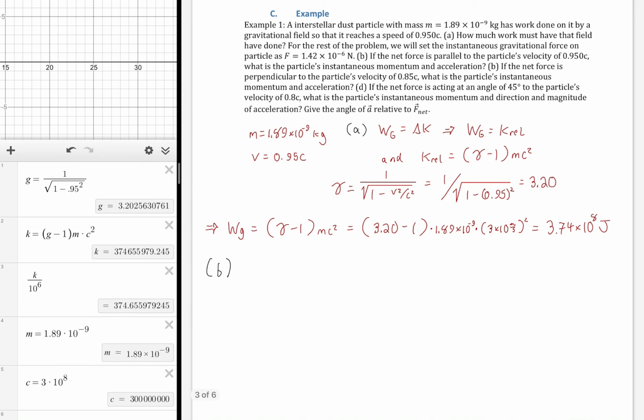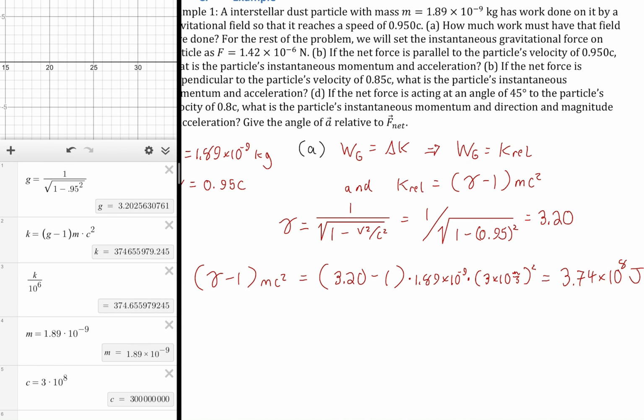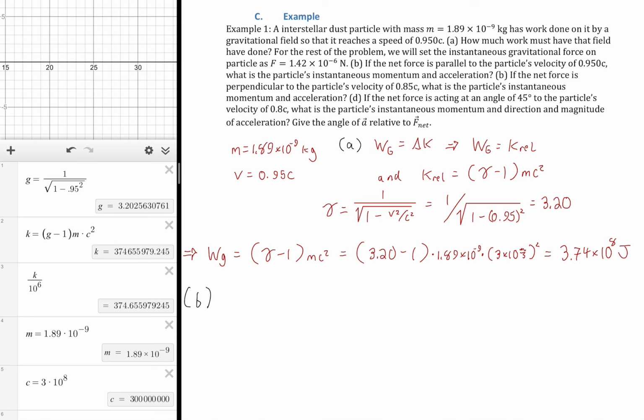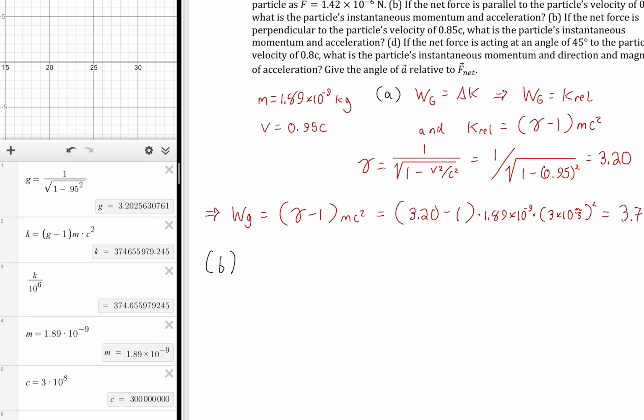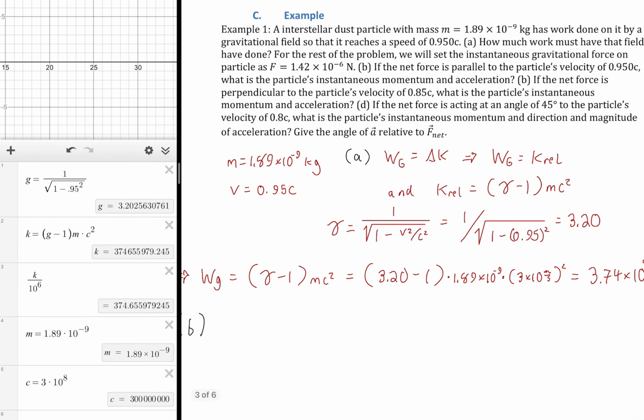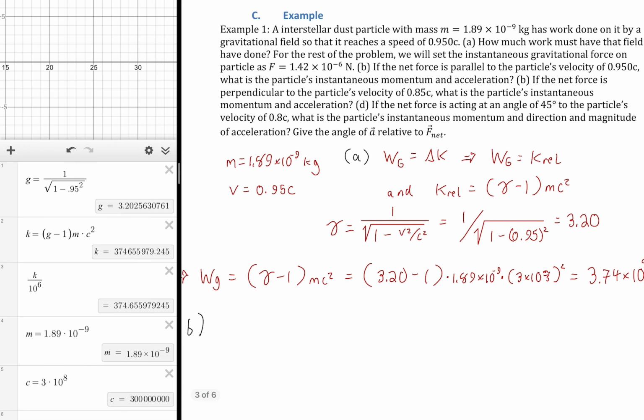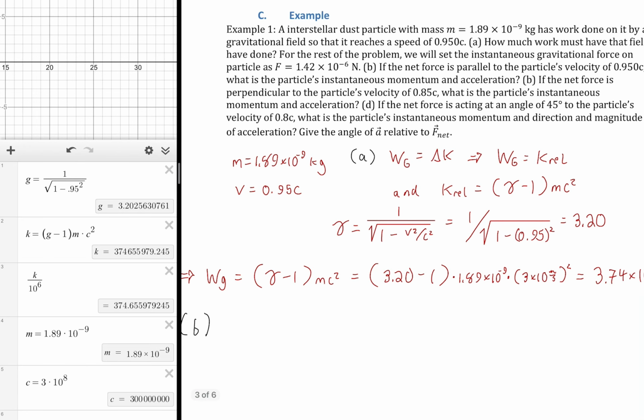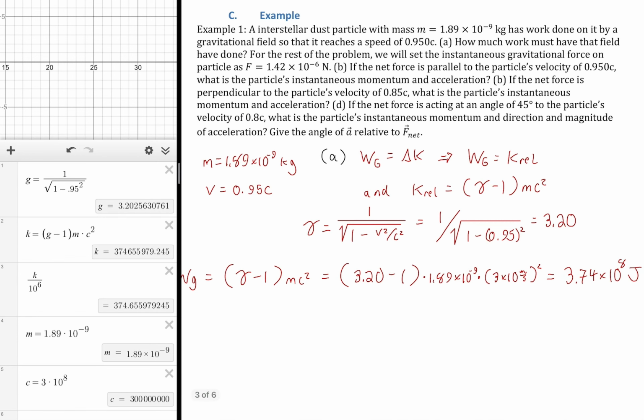But moving on to part B, I see I have two part B's, this should be C over here. Anyway, if the net force is parallel to the particle's velocity of 0.95 c, what is the particle's instantaneous momentum and acceleration? In this case, the net force is parallel to the particle's velocity of 0.95 c. So there's no component that is perpendicular. We're only going to have the parallel effect.